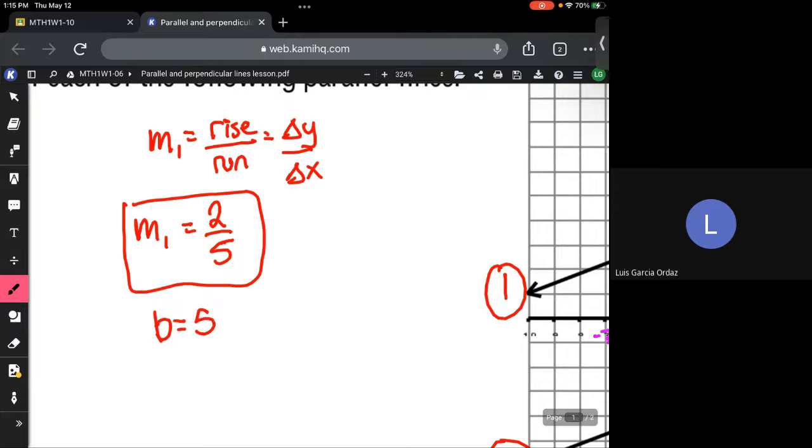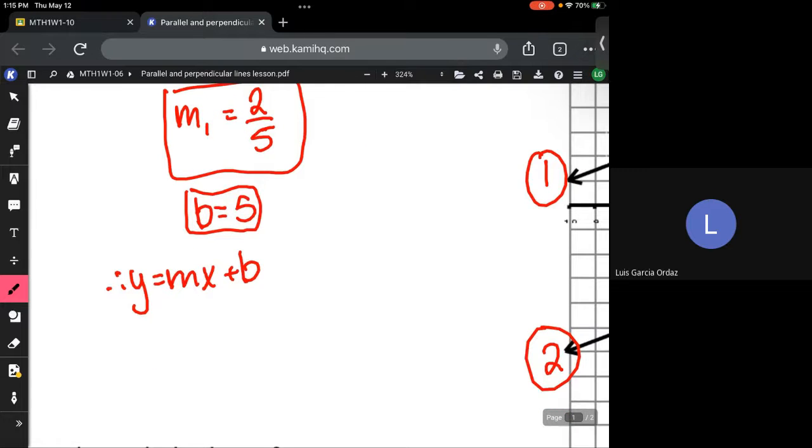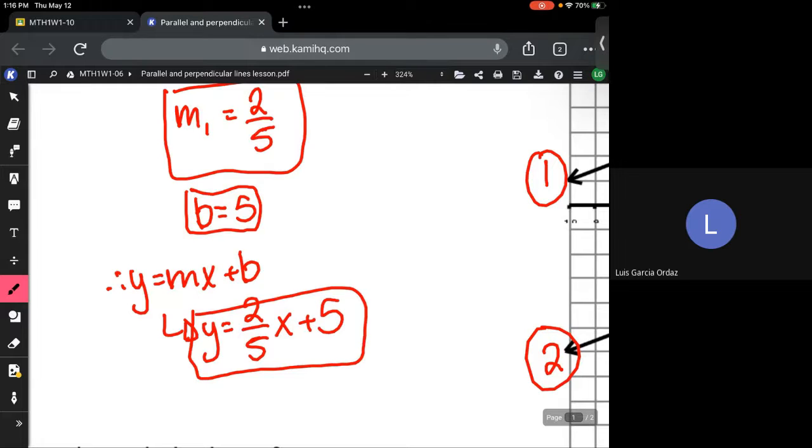So Adam, what would be the linear equation for line number 1? Remember, we have y is equal to mx plus b. Y equals 2 over 5x plus 5. Yep. Perfect. So this is for line 1.